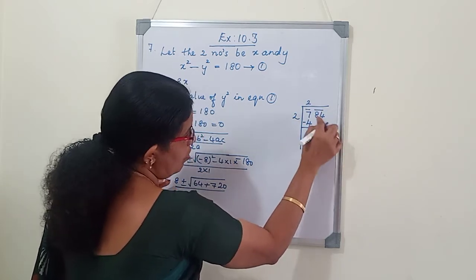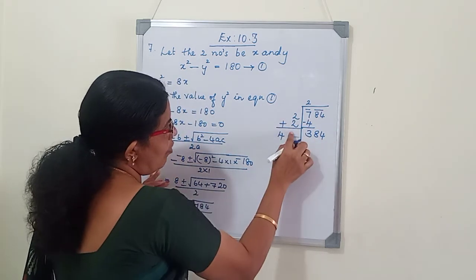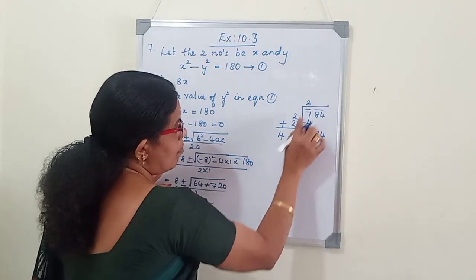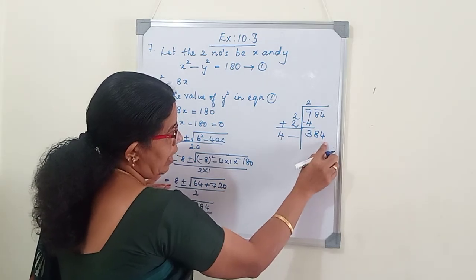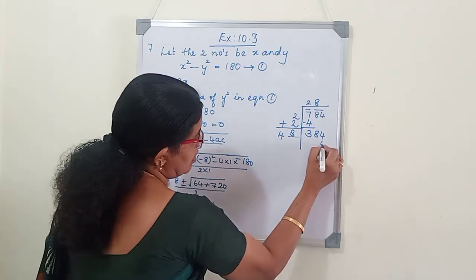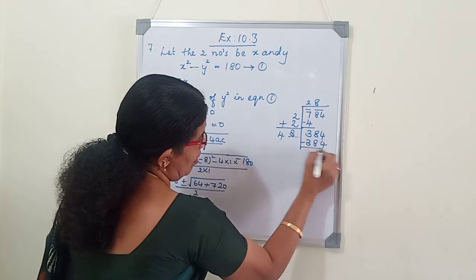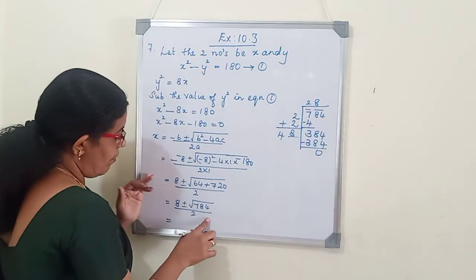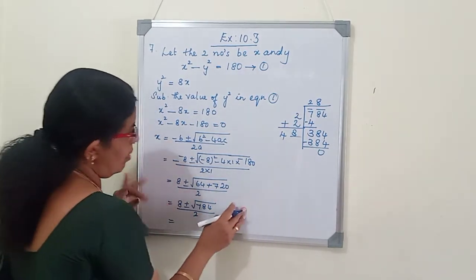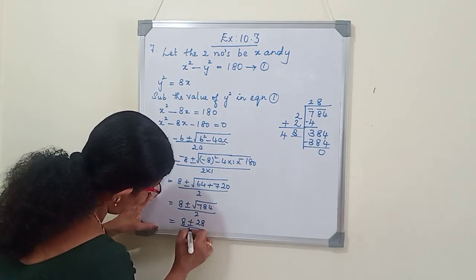Bring the next group down, 84. Here add 2 plus 2, which is 4, and put a dash. Now you have to write a number, the same number here, so that the total number into that number will be 384 or less than that. So if I write 8, I have to write 8 here. 8 eights are 64. Remainder 6. 8 fours are 32 plus 6, 38, minus, 0. So the square root of 784 is 28. Those who don't know this method can do it by the factorization method. So here we will get 8 plus or minus 28, by 2.